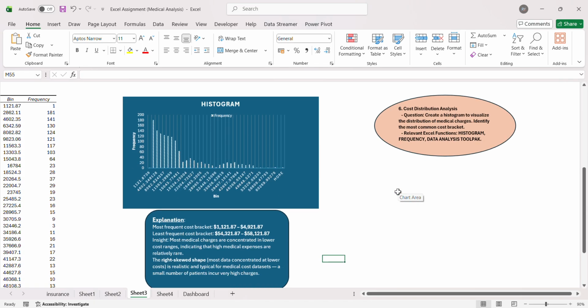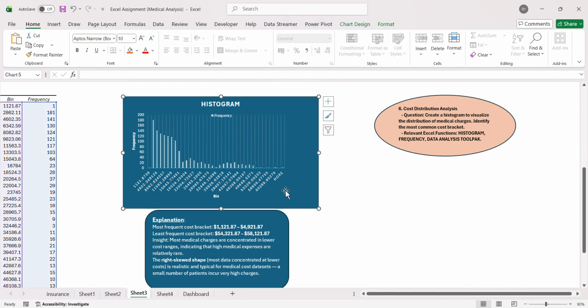The next question is cost distribution analysis. Here we have the histogram. The insight from the histogram is that most medical charges are concentrated in lower cost ranges, indicating that high medical expenses are relatively rare. The right-skewed shape, with most data concentrated at lower cost, is realistic and typical for medical cost data sets. A small number of patients incur very high charges.